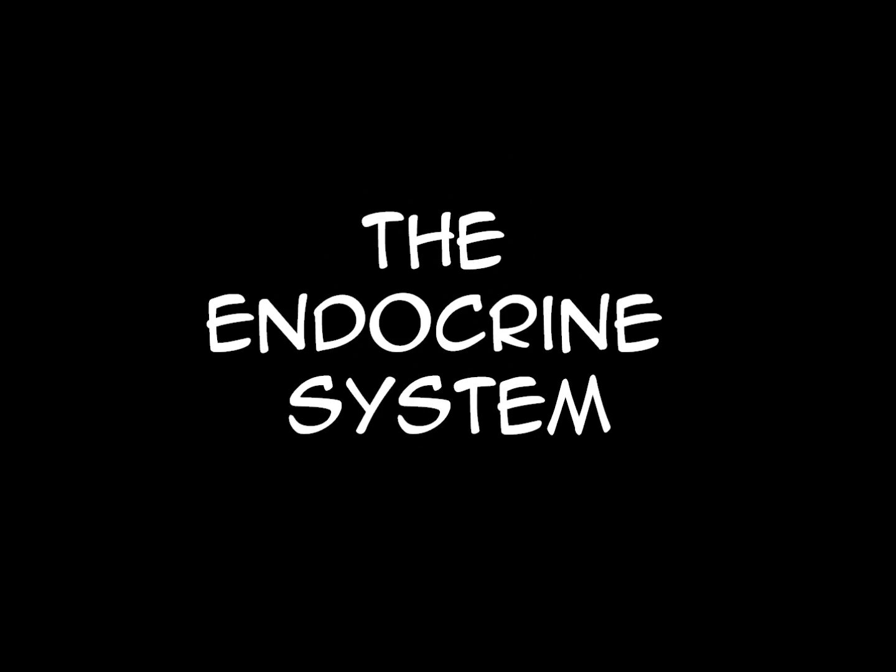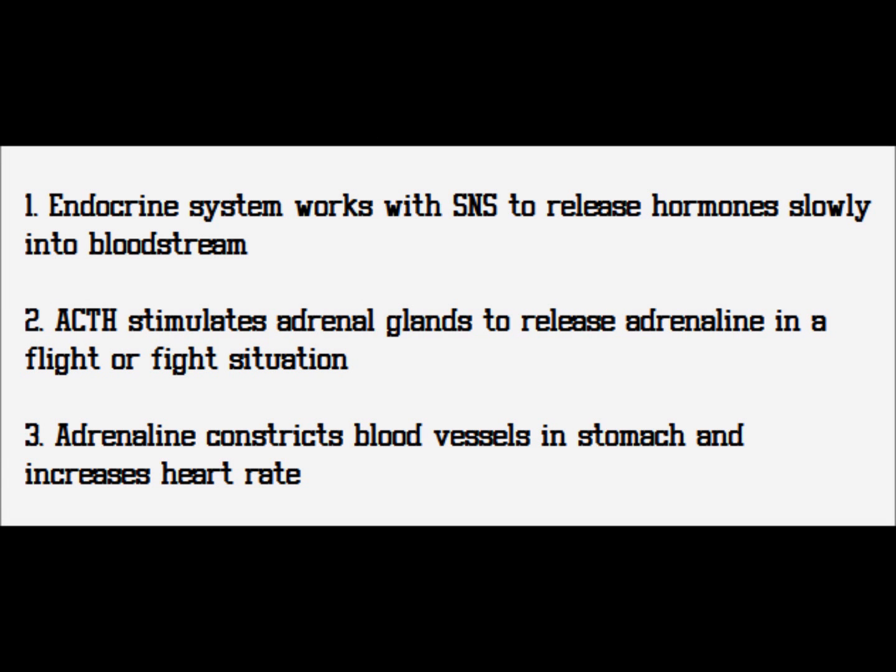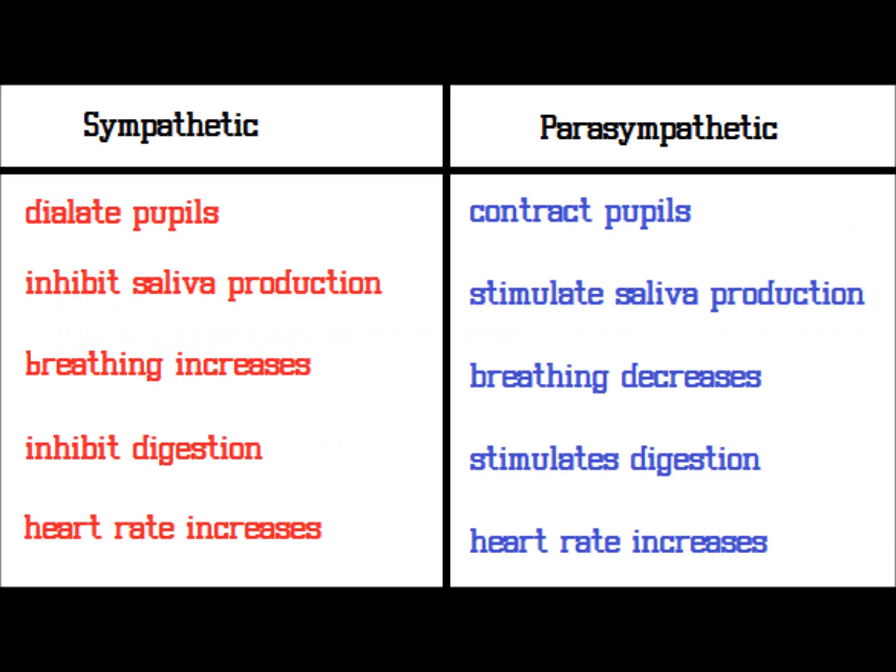And we're moving on to the endocrine system. The endocrine system works with the somatic nervous system to release hormones slowly into the bloodstream. However, in a fight or flight situation, ACTH stimulates the adrenal glands to release adrenaline. Adrenaline constricts blood vessels in the stomach and increases heart rate.